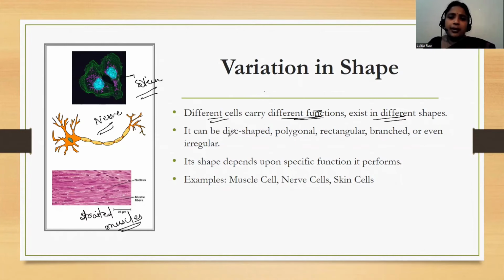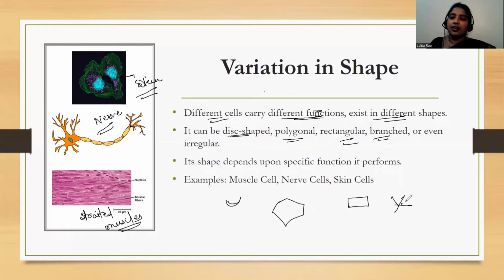Now, the different shapes can be disc shape, like the shape of a disc. It can be polygonal. It can be rectangular, like in the form of a rectangle, or it can be branched, like here it has different branches, isn't it? So it can have various branches. Or it can be irregular in shape. Its shape depends upon the specific function it performs, so depending upon what function it performs, its shape is like that.